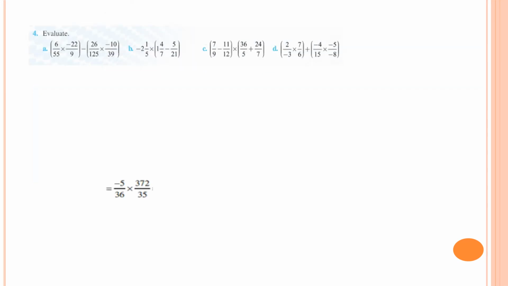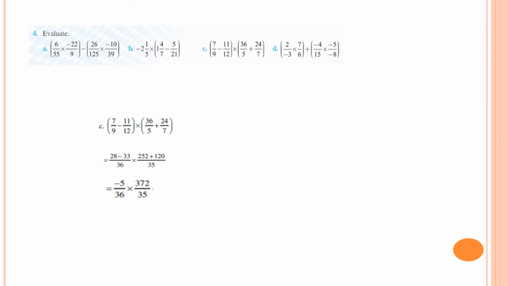So let us continue with question number 4. Evaluate. Here I'll be solving C1. We have two brackets here. We have to first subtract the two rational numbers in the first bracket, add the two rational numbers in the second bracket, and find the product of the two. So the question is 7 by 9 minus 11 by 12 into 36 by 5 plus 24 by 7.